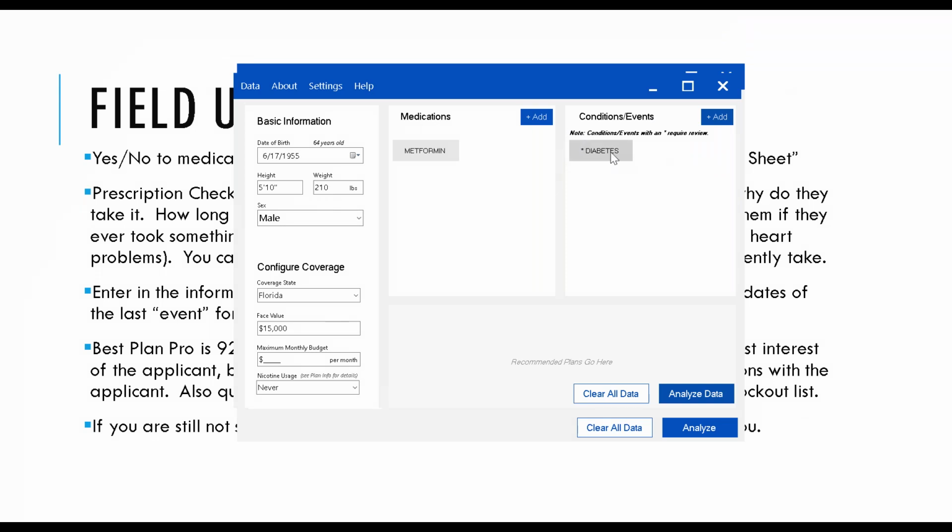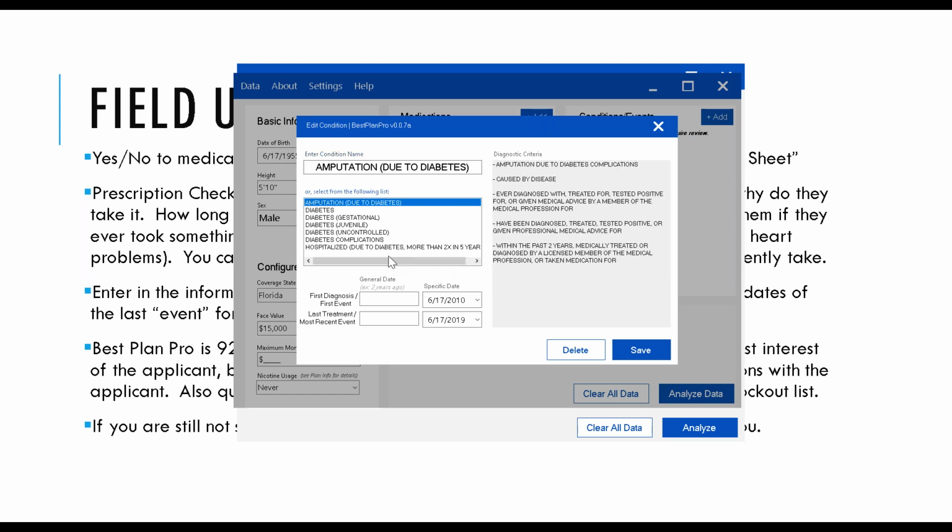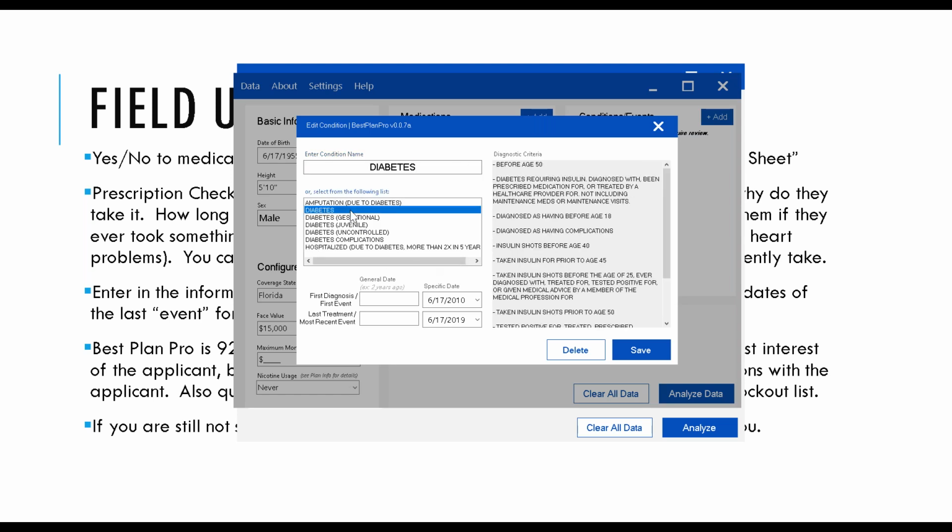Okay. And what that means is now you have to tell the system exactly what the true condition is that they take the medication for. Diabetes, juvenile diabetes, were they hospitalized for diabetes more than 2 times in the past 5 years? So in this example, we're just going to do basic diabetes. They were diagnosed about 8 or 9 years ago. And over here, very important, and this is mainly for heart attack, stroke, and cancer, but when was their last treatment, most recent event? So obviously somebody that's actively managing their diabetes, you would just use today's date, and then you would save.